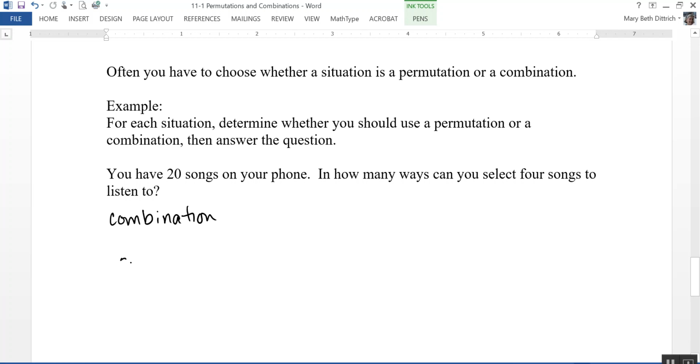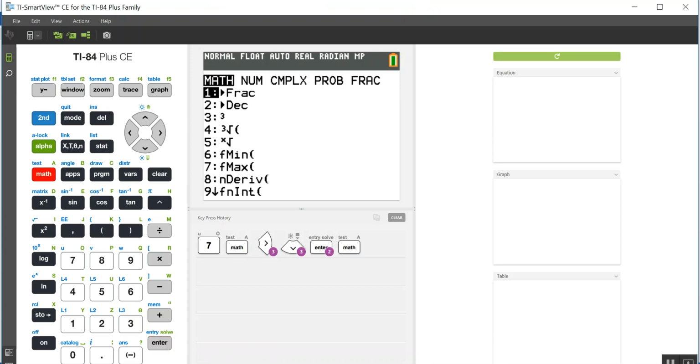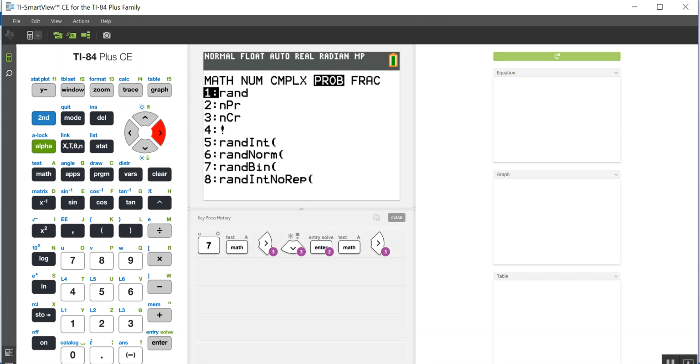And so I have 20 that I'm choosing from. It's a combination, and I'm going to pick 4. Now let me show you an easier way that you can do this with your calculator. So again, we're going to hit the math button, and we're going to go over to our probability menu here, and you'll see that number 3 here says nCr, so I'm going to select that one.